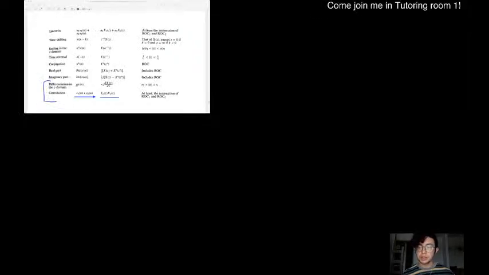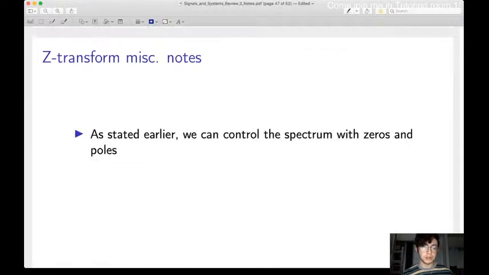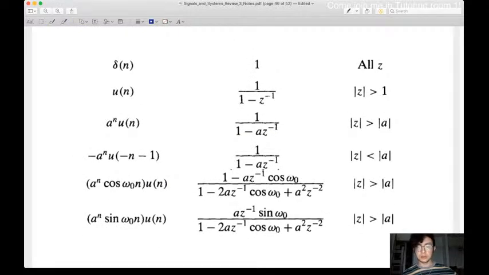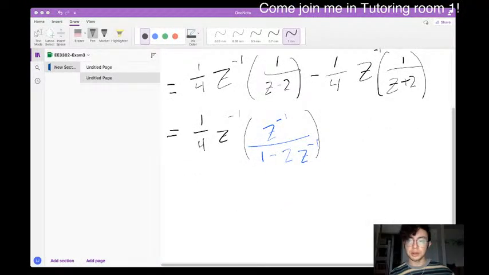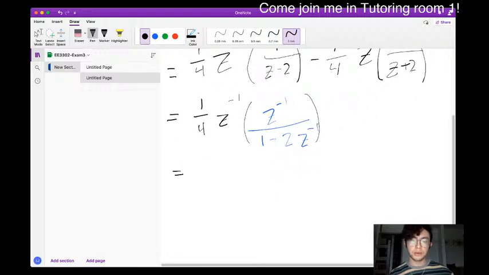So going back to the table, we got 1 over 1 minus a Z inverse. And now let's plug those in, because we're going to get something similar for this one too. So this is equal to 1/4 times 2 to the n times u of n.